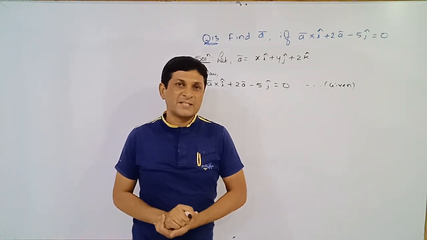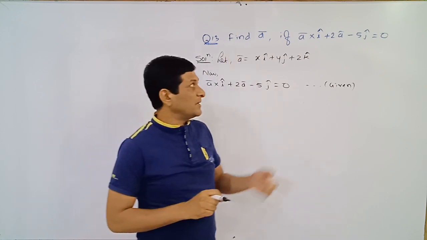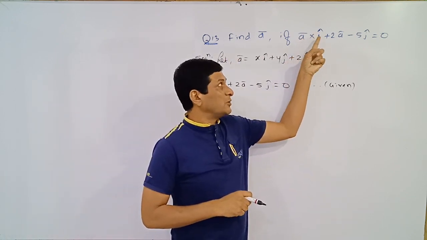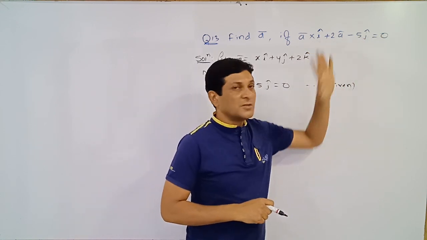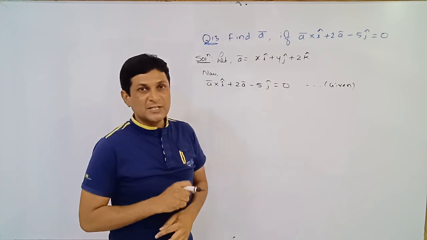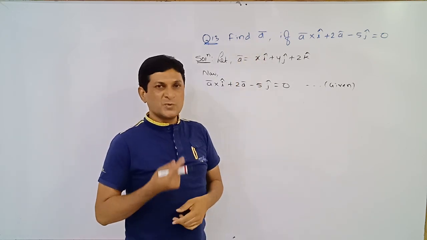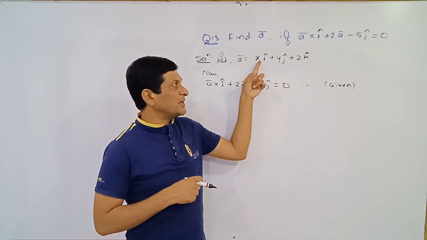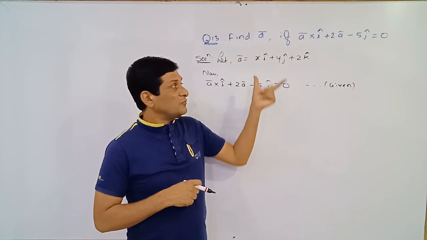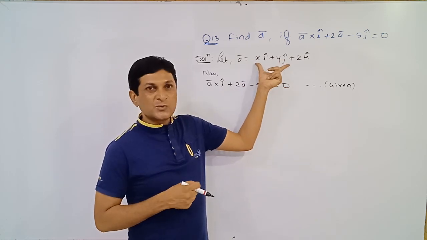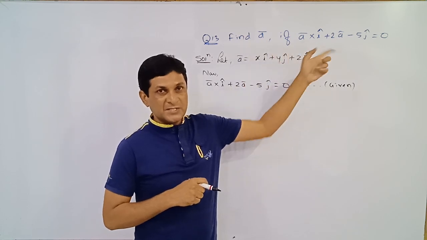So now observe the next example, example number 13. In this 13th example, one condition is given to us: a bar cross i cap plus 2a bar minus 5j bar is equal to 0. Using this condition, the question is to find the value of a bar. So we suppose that the value of a bar is equal to x i cap plus y j cap plus z k cap. Now to find this a bar, we have to find the values of x, y and z using this given condition.